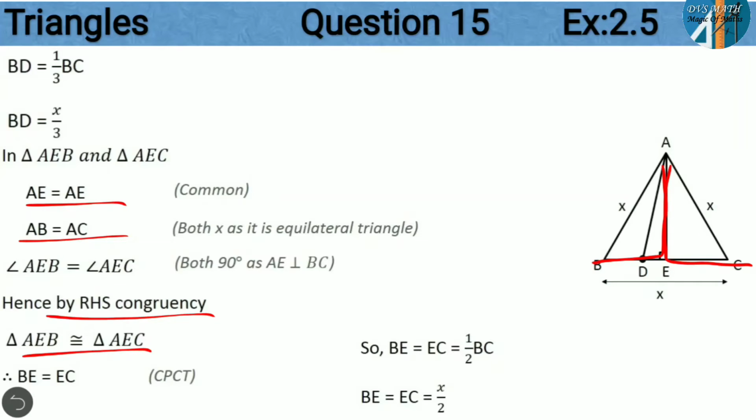So why make them congruent? Because we have to write BE equals EC. Or you can directly write that, since we have taken a perpendicular to the base, the base is divided into two equal parts. By stating that directly also you can make them equal. So BE equals EC by CPCT. Here BE and EC we can take as half of BC, which means X by 2. First we got BD as X by 3, and BE is X by 2. One is X by 3 and the other is X by 2.